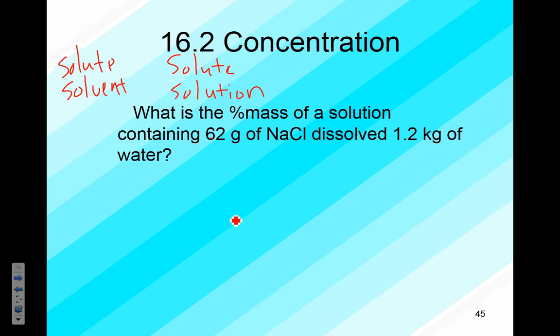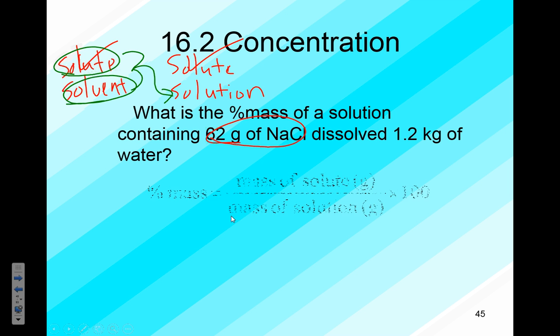Well, NaCl is my solute, so check. That's the same for both. But 1.2 kilograms of water. Well, water is the solvent that the salt is dissolving in. So that means they gave me the solute and the solvent. So to find solution mass, I'm going to have to add these two together to get the mass of the solution. So we got a couple things we need to worry about here.